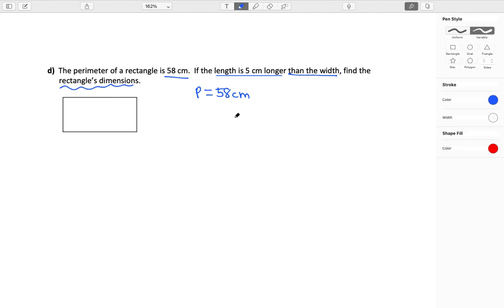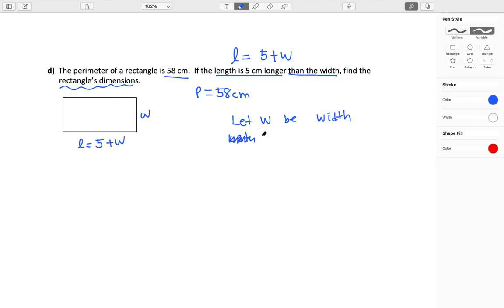So it's asking for the rectangle's dimensions. Our let statement should be: let W be the width. But we have to use a single variable. So if this is the width, this is going to be the length. In the question, we know that the length is 5 centimeters longer, so it must be 5 plus the width. So 5 plus W. We don't need another let statement because we're only using one variable.